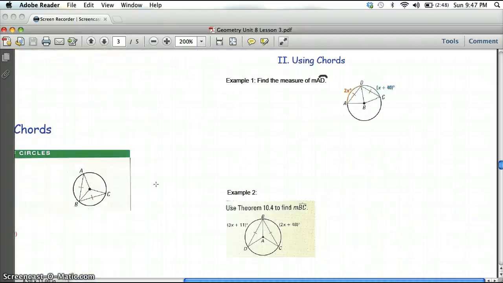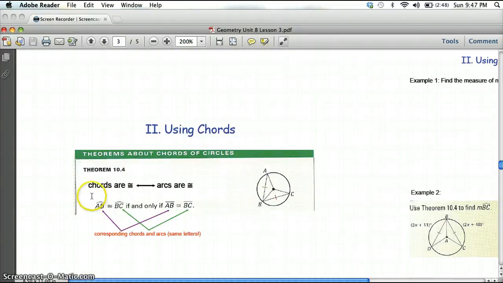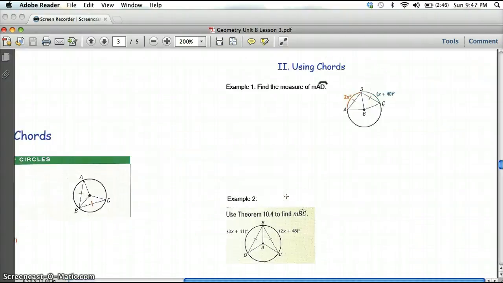Now, let's use chords. So let's look at our postulate. It says if chords are congruent, then arcs are congruent. So here, the chord AB is congruent to chord BC. That means that arc AB and arc BC are also congruent. So let's go ahead and put that into practice.